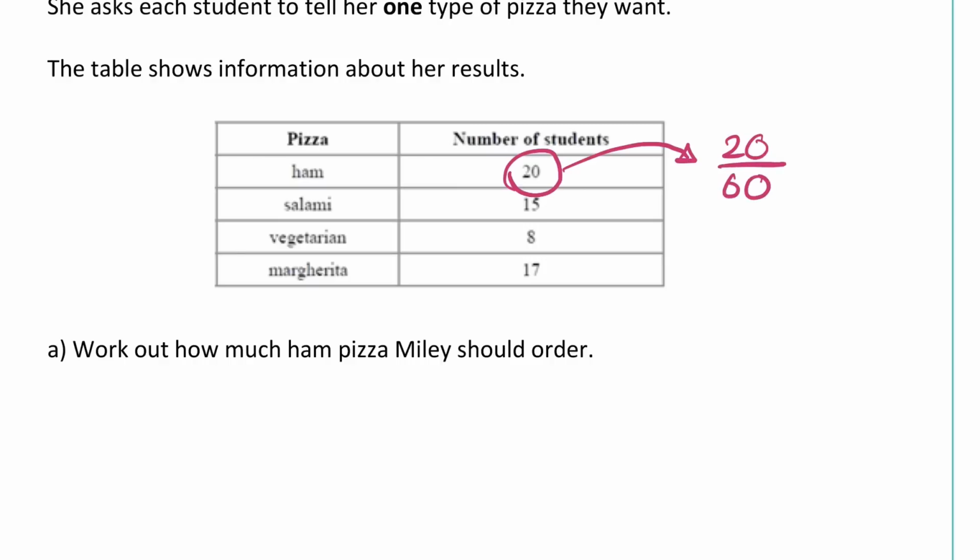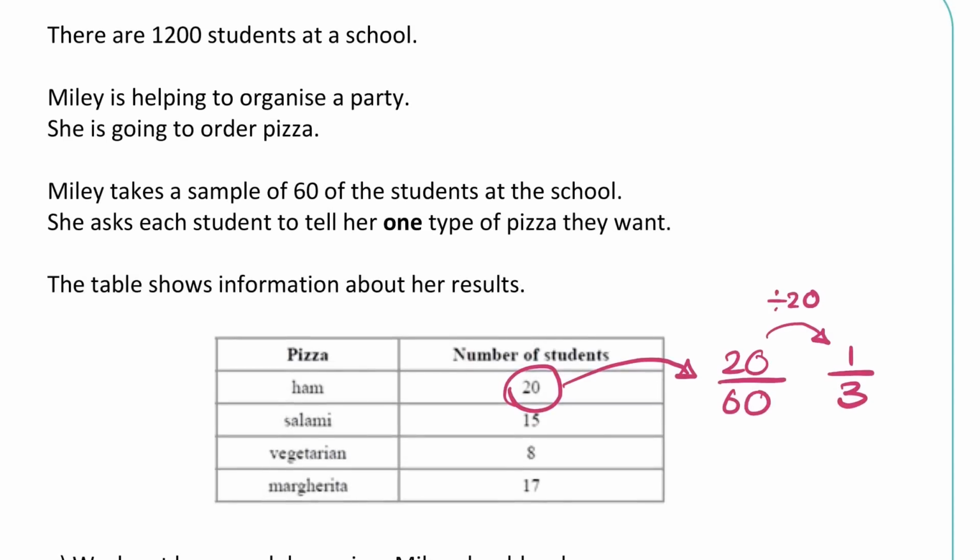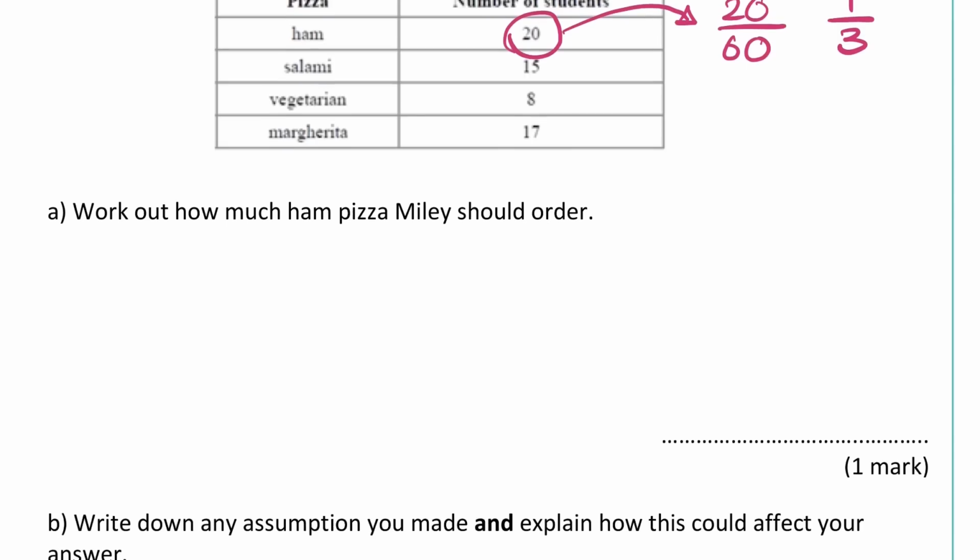Now straight away when you look at that fraction, you should be thinking that that simplifies. Now the top and bottom divide by 10, they also divide by 20. So we'll simplify it in one step, and that becomes 1 over 3. Now all that means is 1/3 of the people should want ham pizza. So there are 1,200 students in total, 1/3 of them want ham pizza. So we just need to do 1,200 divided by 3 to find a third. 3 goes into 12 4 times. We've got 2 zeros there, so our answer would be 400.